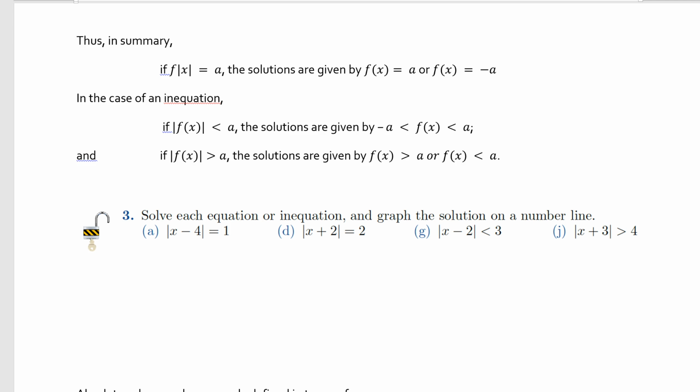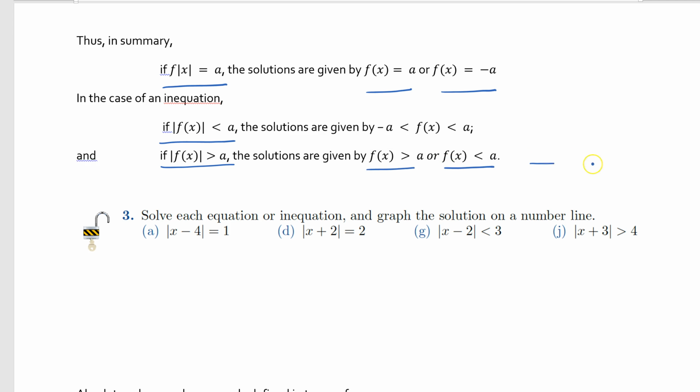So this is a summary of what we set up above, written in Maths Talk. So if the mod of f of x equals a, the solutions are that f of x equals a or f of x equals -a. If the mod of f of x is less than a, then the solutions are given by -a less than f of x less than a. So that was the case we looked at a moment ago. And we haven't looked at one of these yet, but if the mod of f of x is greater than a, our solution is given by these two statements.